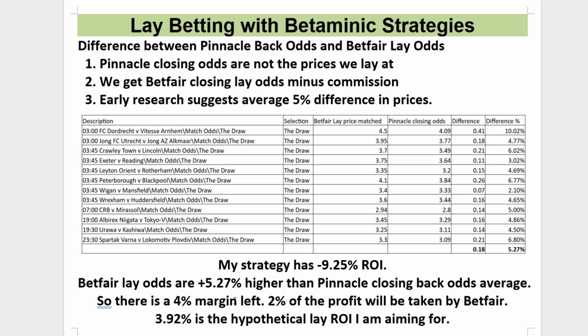2% of that profit will be taken by Betfair. That's not a simple, oh, I only have 2% margin left. It's 2% of the profit. So if we make 4% profit, it's 2% of that profit. So that means that leaves me with about 3.92% as the hypothetical lay yield that I am aiming for.